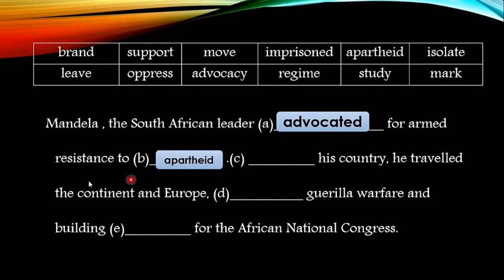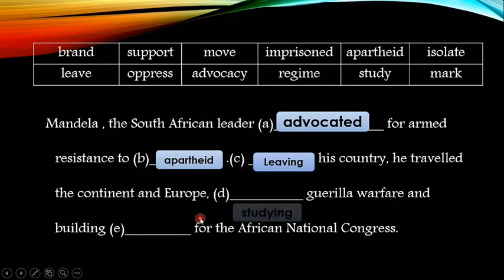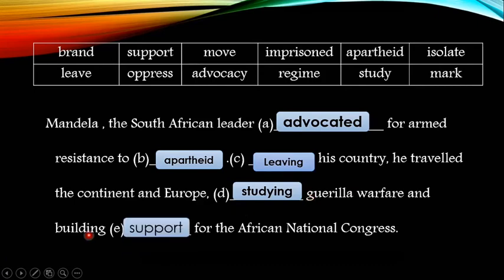Dash his countrymen, he traveled to the continent and Europe. He dash his continent. It looks something like a simple sentence, and here we are going to take a non-finite verb. And what kind of verb? What he did with his countrymen? He leave. So leaving his countrymen. Leaving his countrymen, he traveled the continent to bring support definitely for his nation. The continent and Europe dash guerrilla warfare and building dash. Studying guerrilla warfare and building support for the African National Congress.